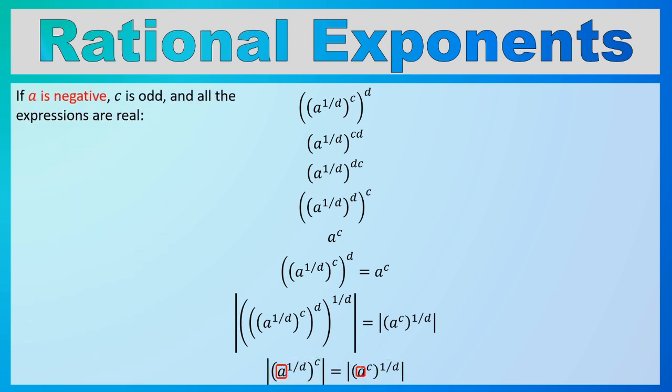If A is negative, C is odd, and all expressions are real, then that is negative, that is negative, that is negative, and that is negative. So without the absolute values, the left and right hand side are negative, and because they would be both negative, that means without the absolute values, the left and right hand side are equal. If A is equal to 0 and all expressions are real, then that is 0, that is 0, that is 0, and that is 0. Because 0 is equal to 0, that means without the absolute values, the left and right hand side are equal.